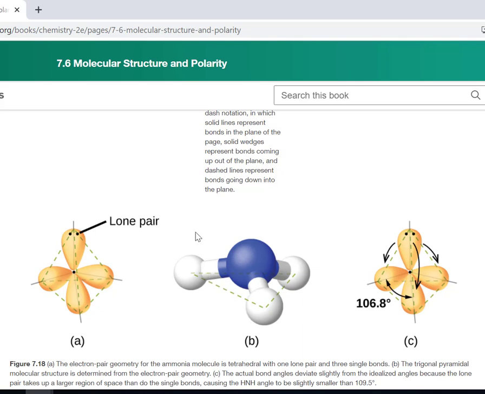And in fact, we have a name for this shape. This is called a trigonal pyramidal shape. Let me see if I can highlight that down here. So trigonal pyramidal is when you have a shape that is overall tetrahedral, but has 1 lone pair of electrons.